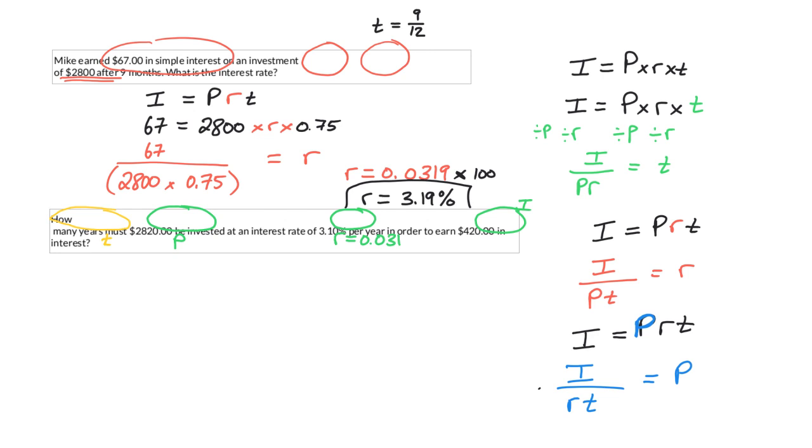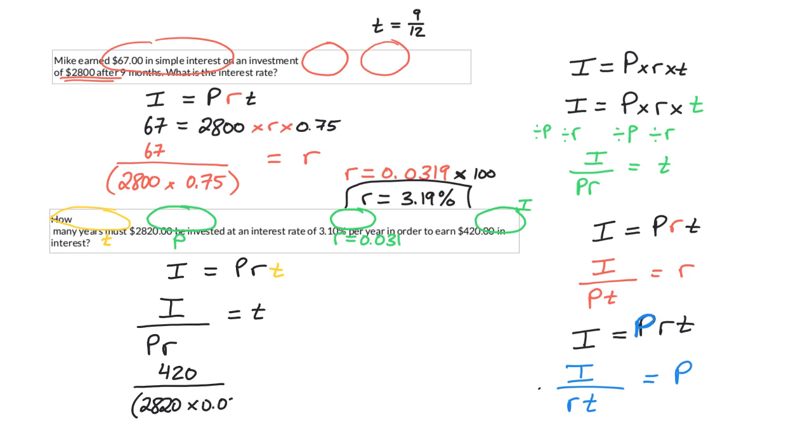So originally, again, I start with I equals P R T. This time I don't know T. So to get the T by itself, I need to divide by P and R. So I take my interest, I divide by P and R. That means $420 divided by 2,820 times 0.031. That's going to give me the term in years. You don't always have to do them together. You could also do them one by one. That's totally up to you.